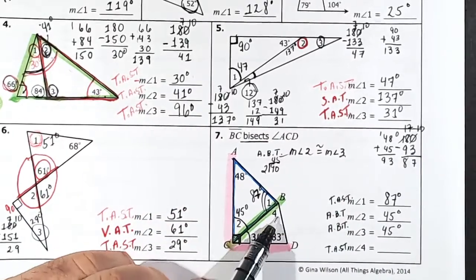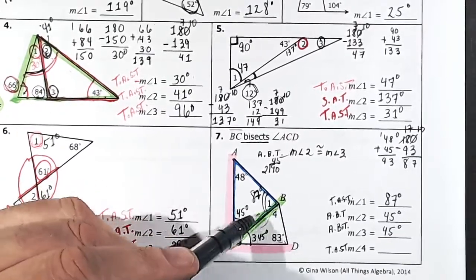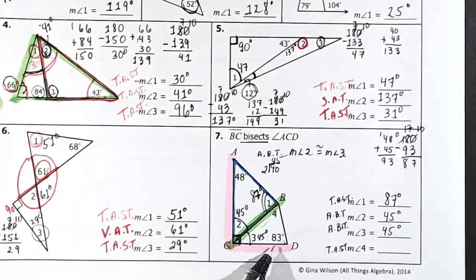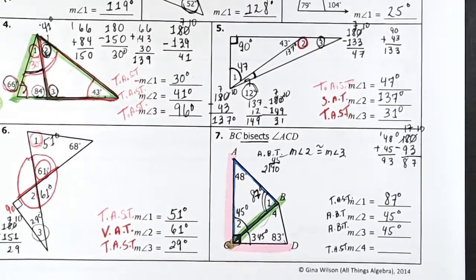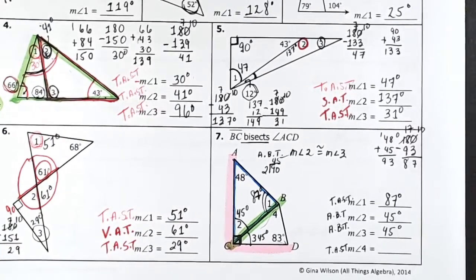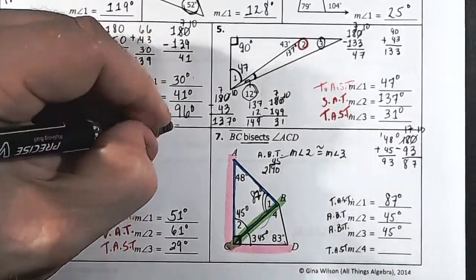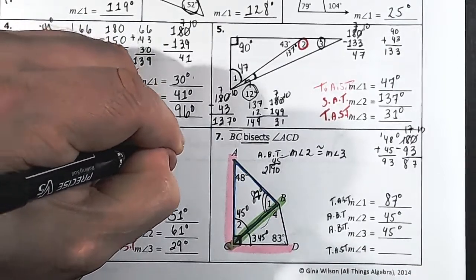So the measure of angle 4, this guy right here, and now I'm focused on this small triangle over here. I just have to add up 45 and 83 and subtract that from 180, and I'll get the measure of angle 4. So where am I going to do that? I'll do it in this huge open space I left. I have to add 45 and 83.